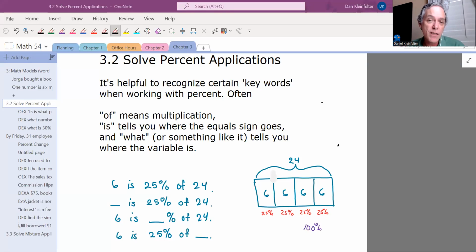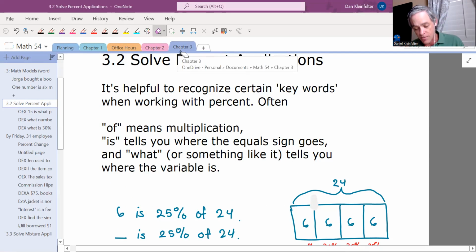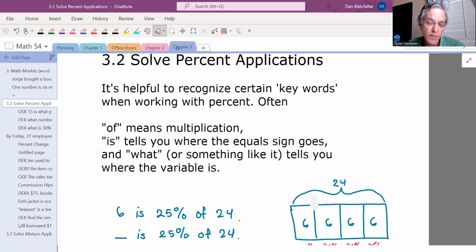Welcome back, everybody. In this video, we're going to start section 3.2, which is all about solving word problems involving percentages. So the first part is just what I would call regular percent problems. In all of these problems, it's important to recognize some important keywords.